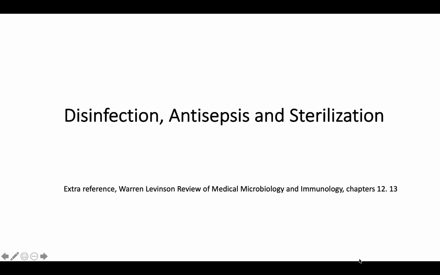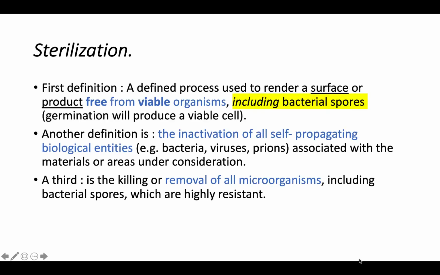So let's talk about disinfection, antisepsis, and sterilization. Sterilization, now let's go through some definitions. Sterilization is the first definition. It is defined as the process used to render a surface or a product free from viable organisms. So we said germination will produce a viable cell. So this will include bacterial spores, because the germination will produce a viable cell, the cell that can replicate, as we said, it is still a viable organism. So you are trying to completely remove all viable organisms from a surface or a product. That is sterilization, التعقيم.